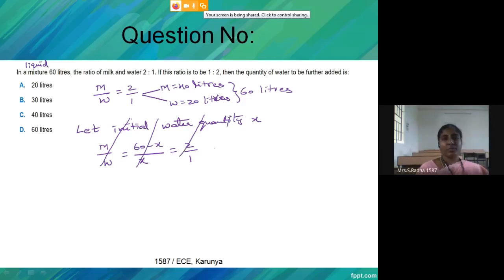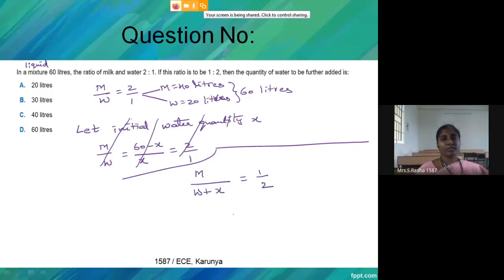Now I am going to step 2. What is step 2? You are going to add water further, and then the ratio should become 1:2. Already milk is there, and then water you are going to add some x quantity, and now the ratio should become 1:2.